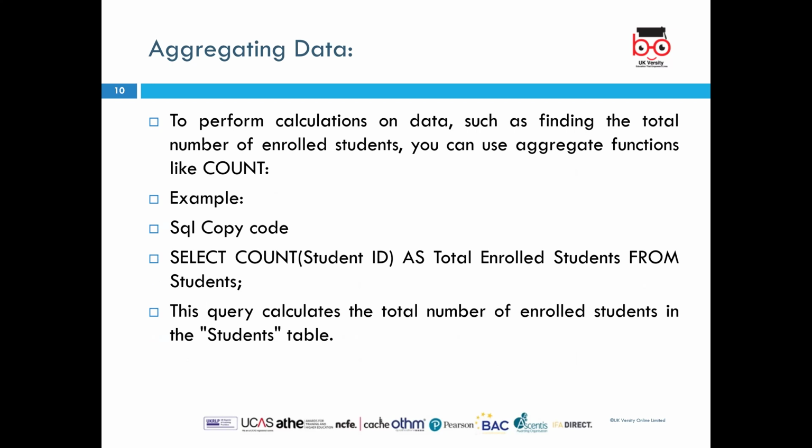Then aggregating data. To perform calculations on data, such as finding the total number of enrolled students, you can use aggregate functions like count. For example, the SQL code is: select count of student ID as total enrolled students from students. The count function calculates how many students are enrolled, and it classifies them under a new output column, total enrolled students. So this query calculates the total number of enrolled students in the students table.